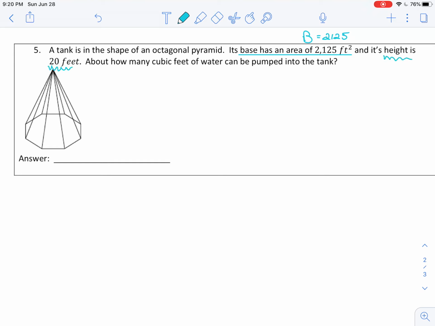That's good. And it says how many cubic feet can be put into the tank. When it's asking about cubic feet, it's asking about volume. So 1/3 area at the base times the height. I'm going to go ahead and substitute in 2125 times the height. So 2125 times 20.